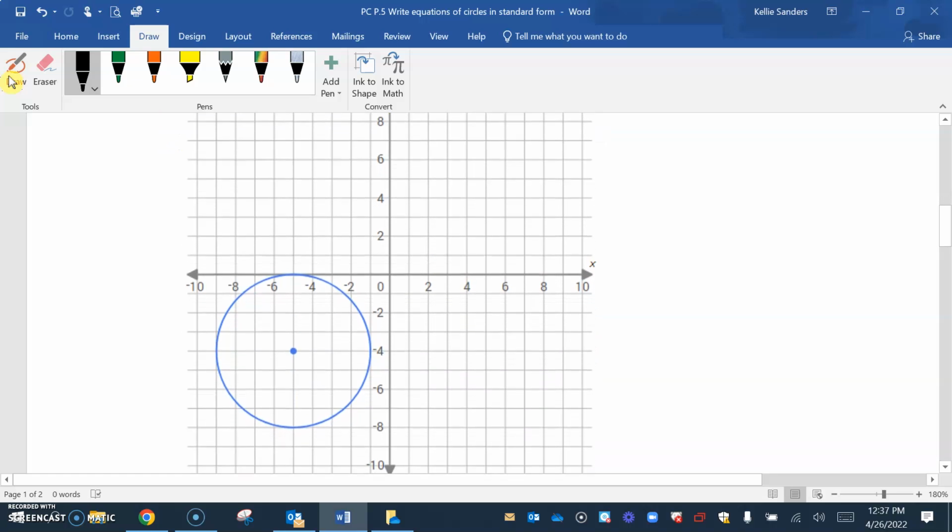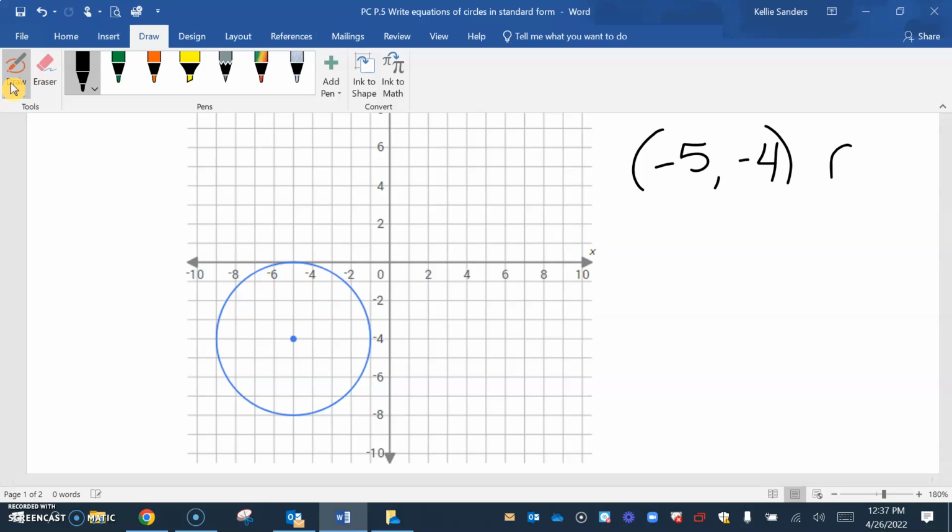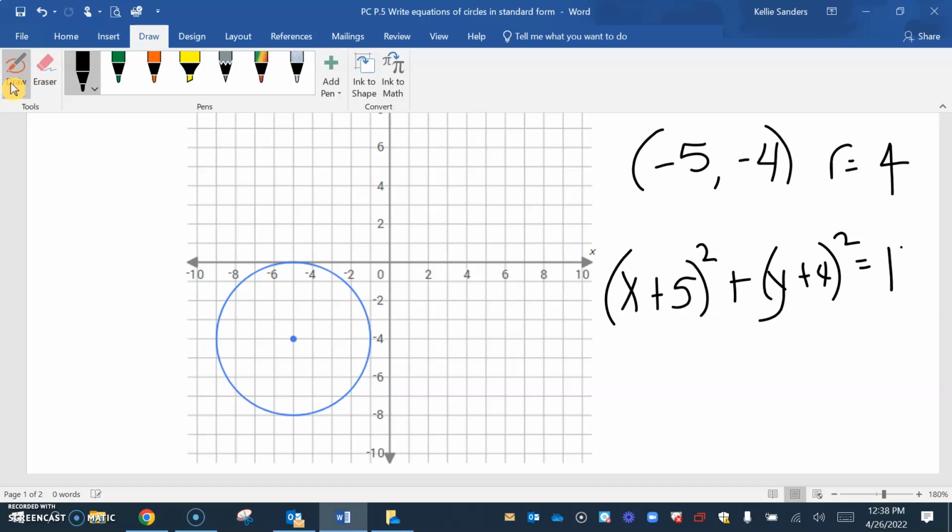Write the equation in standard form. Our center is (-5, -4), and our radius is 4. So our equation is (x plus 5) squared plus (y plus 4) squared equals 16, because we square the 4.